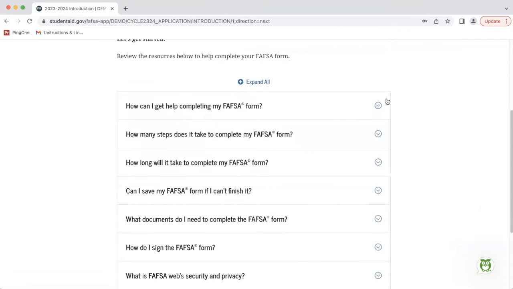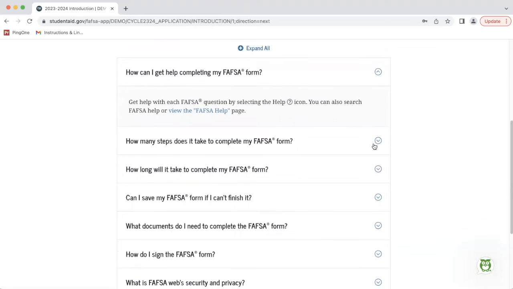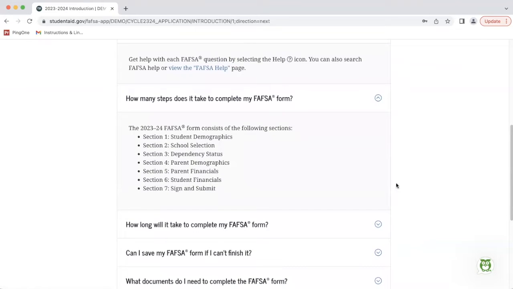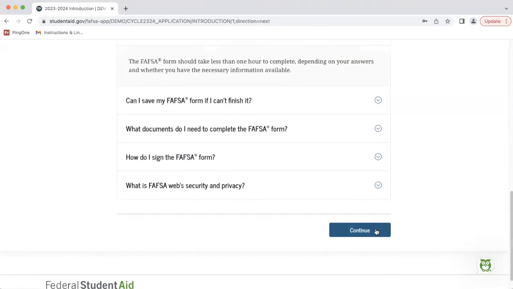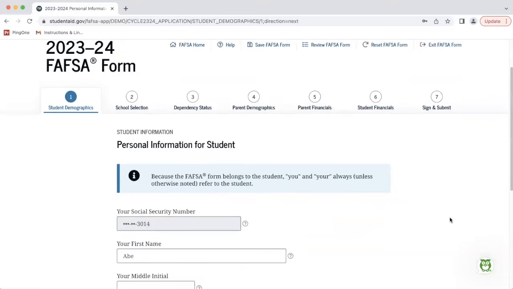On the next page, it's going to have some great information that you can read through that'll help you understand a little bit more about the FAFSA and the different sections and questions that it'll ask. But since we're going to be walking through it anyway, we'll go ahead and skip that for today.